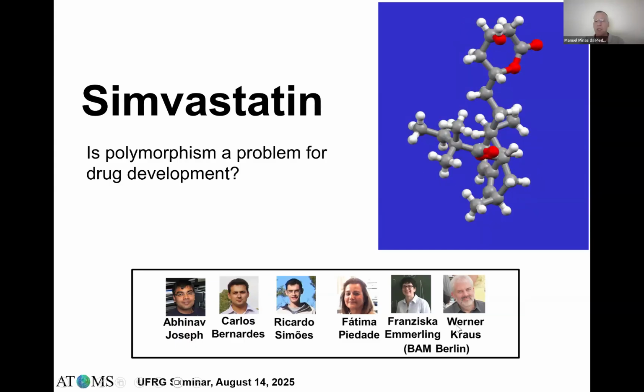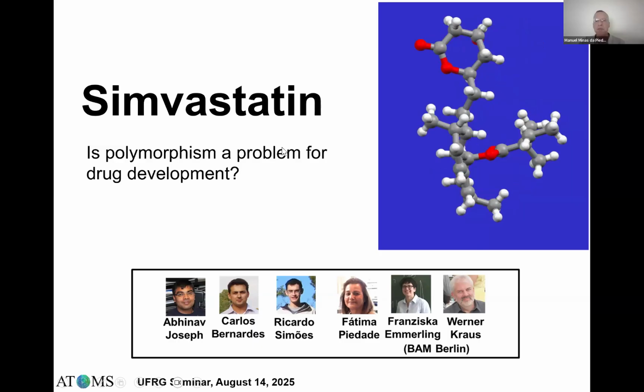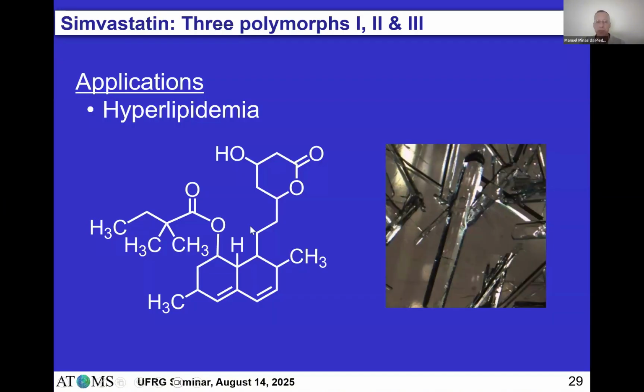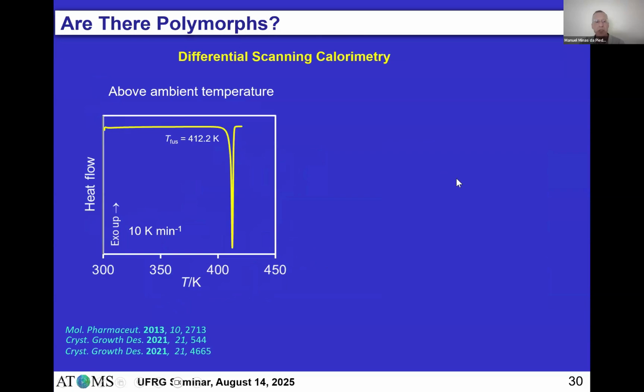Okay. So in the case of simvastatin, if you want to know if there are polymorphs, and second, if polymorphism is a problem, you can, by the way, simvastatin is used for lipidemia, right? So to control high cholesterol levels. And when we studied simvastatin the first time, the first thing we did was a DSC thermogram from room temperature to the melting point, and we saw a clean melting without any signs of phase transitions that could indicate that there could be polymorphs other than the one we were working with.